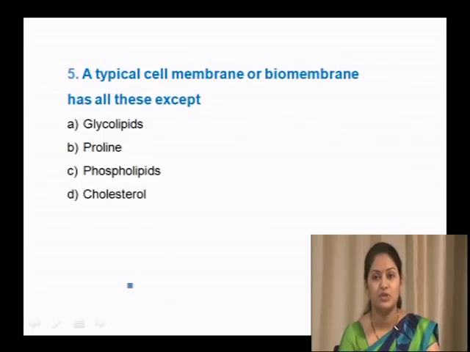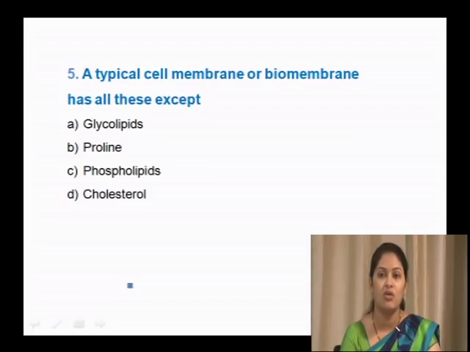Moving on to the fifth question. A typical cell membrane or biomembrane has all these except. So the question wants us to understand the chemical nature of the plasma membrane according to Singer and Nicholson, who proposed the fluid mosaic model.